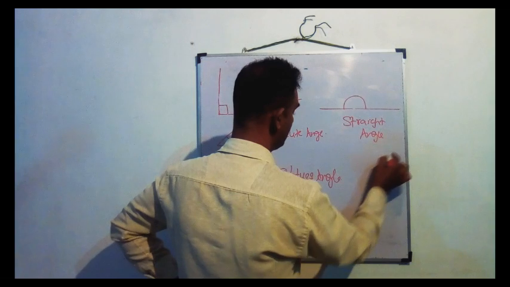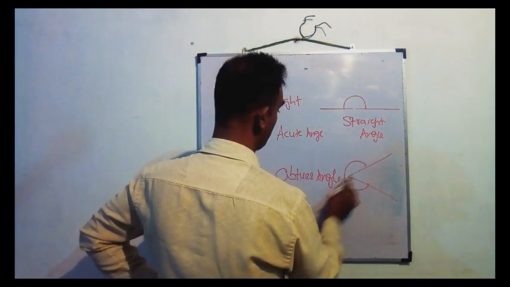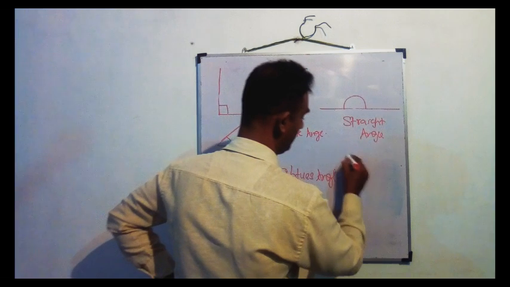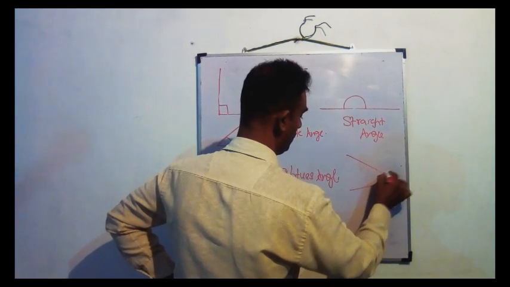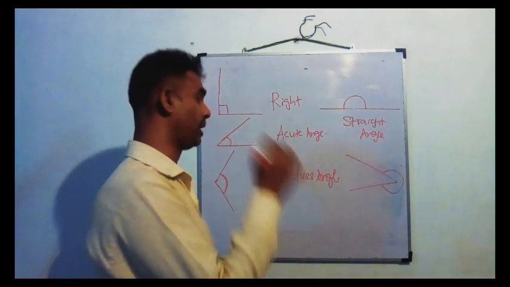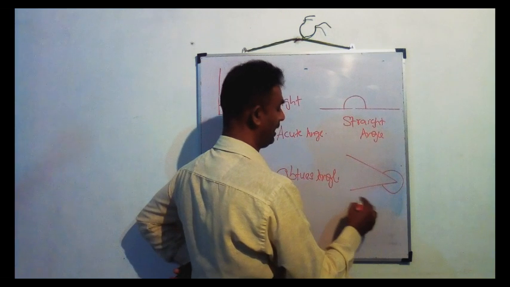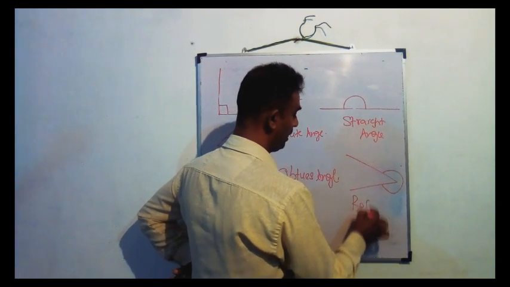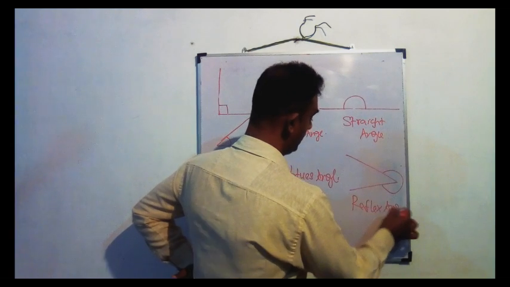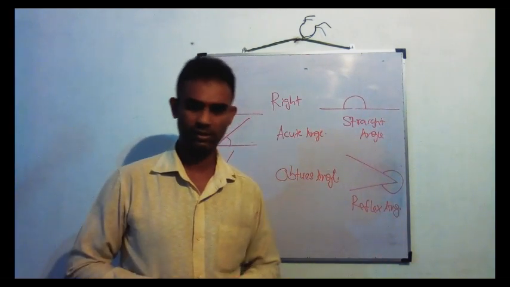Other one is the reflex angle. I will draw this side. It is clear for you. This is what we call a reflex angle. The reflex angle is situated on the outside of the angle. On the other side of this side there is an angle. We call that reflex angle. These are the five angles we already studied.